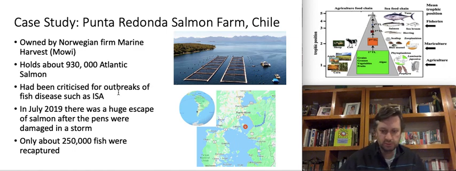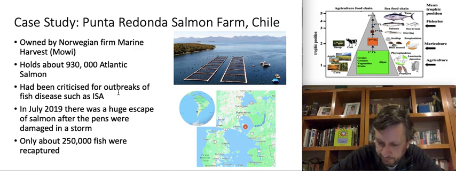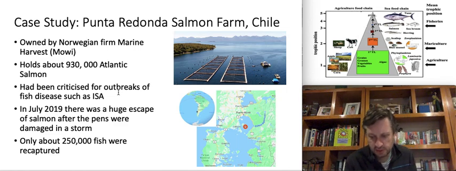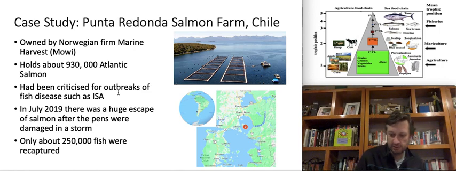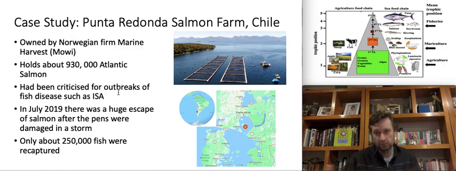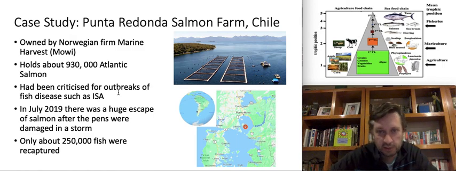Now, some points to bear in mind about this. First of all, the fish that escaped were dosed with high doses of antibiotics. They weren't ready for harvesting at that point. They were possibly carrying diseases, like I just mentioned, ISA, and possibly other parasites like lice, which could go on to infect local fish populations.